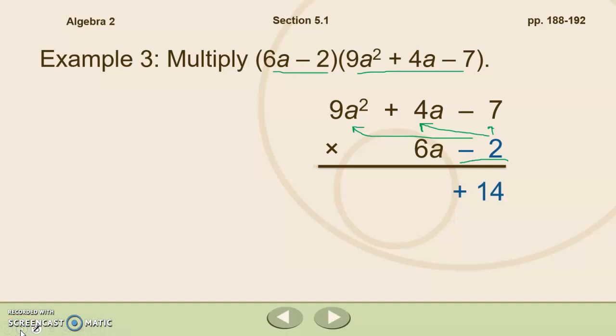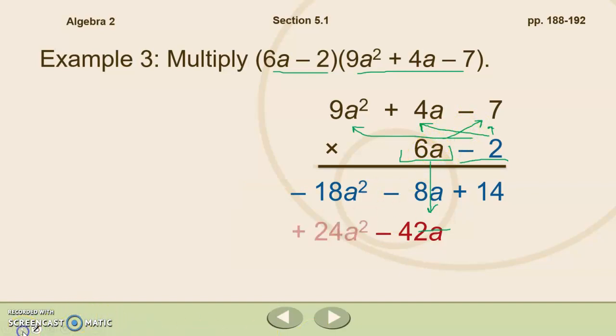Negative 2 times negative 7 is positive 14. Negative 2 times 4a is negative 8a. And negative 2 times 9a squared is negative 18a squared. Okay, we then move on to our second term here. And this is an a term, so we've got to start here underneath our existing a term. And we get 6a times negative 7 is negative 42a. 6a times 4a is positive 24a squared. And 6a times 9a squared is 54a cubed.